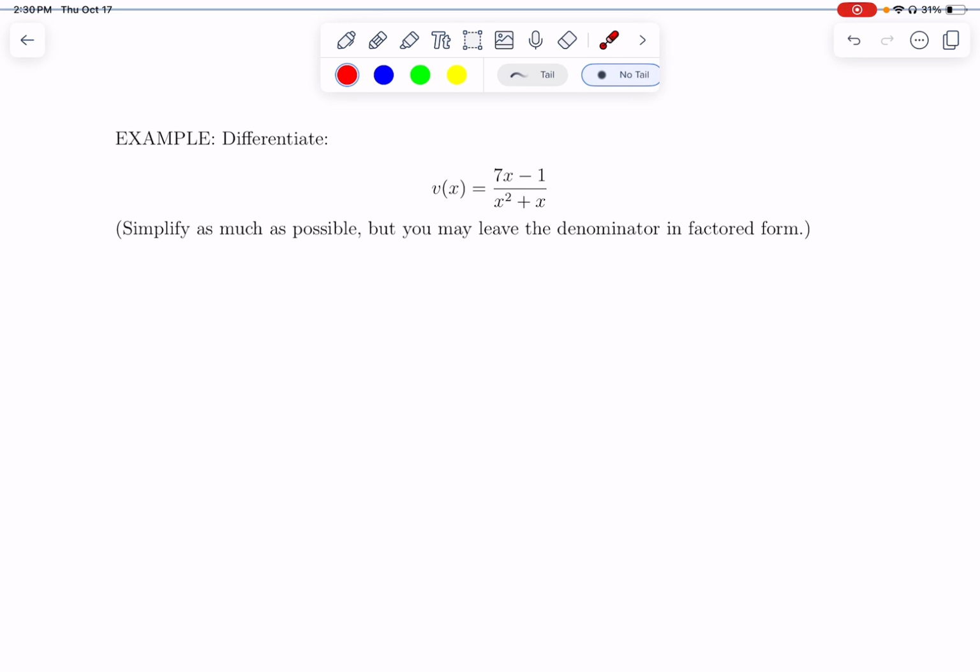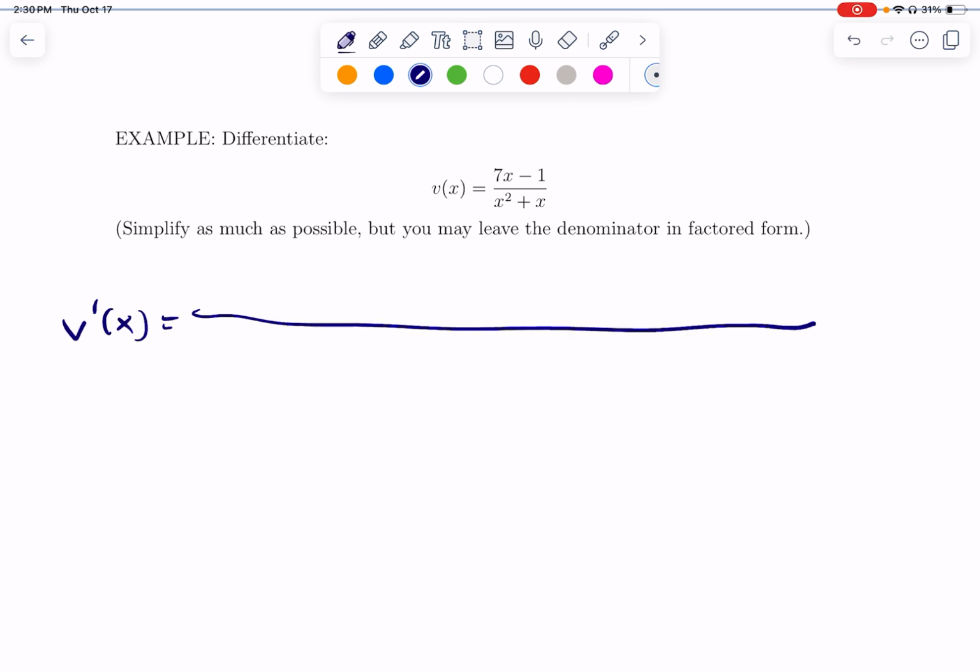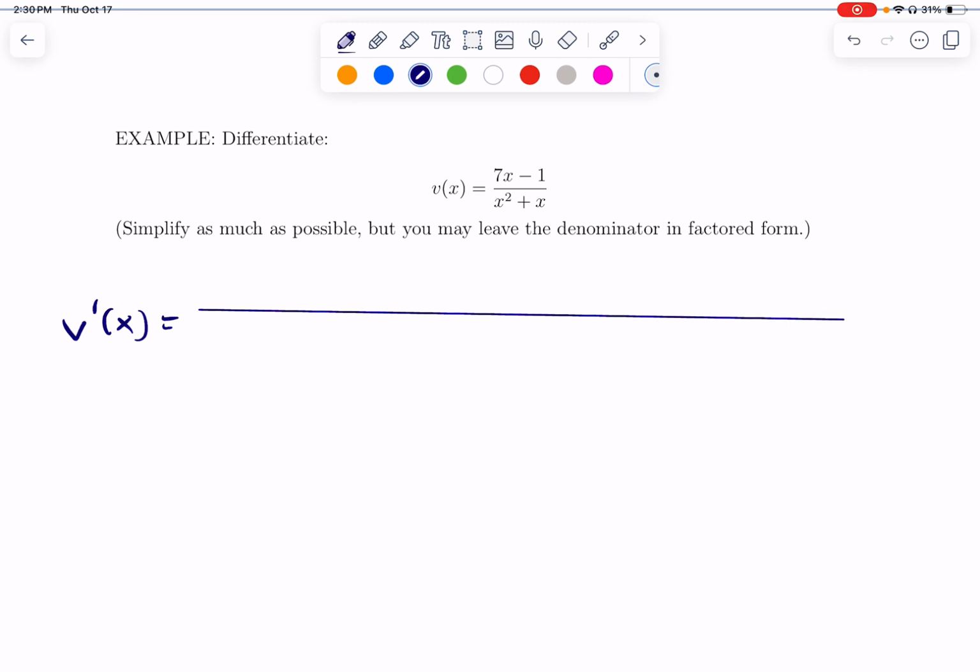Right, so my hope is that you really did this. V prime of x equals, I always label what I'm doing, and I'm going to create that scaffolding. Just what is the pattern for quotient rule? I'm going to make it nice and big so I have plenty of room to put things where I need them. Something times something minus something times something all over something squared.